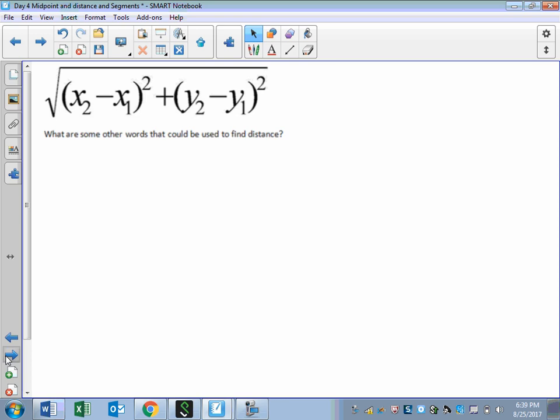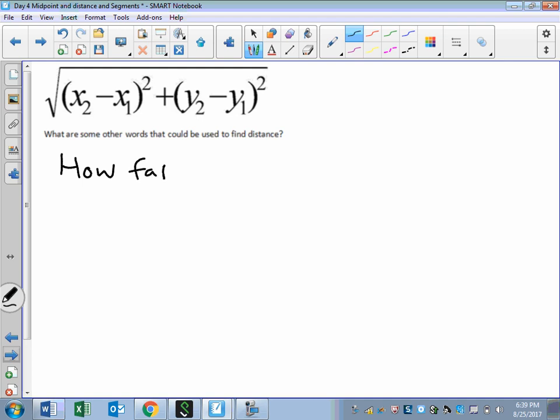What are some other words that could be used to find distance? So they might ask, like, how far, for example, or, you gotta write down any that you think of, or what is the length of something, because that's just measuring between two points. So these are some examples of questions that you might see where you actually have to use the distance formula.